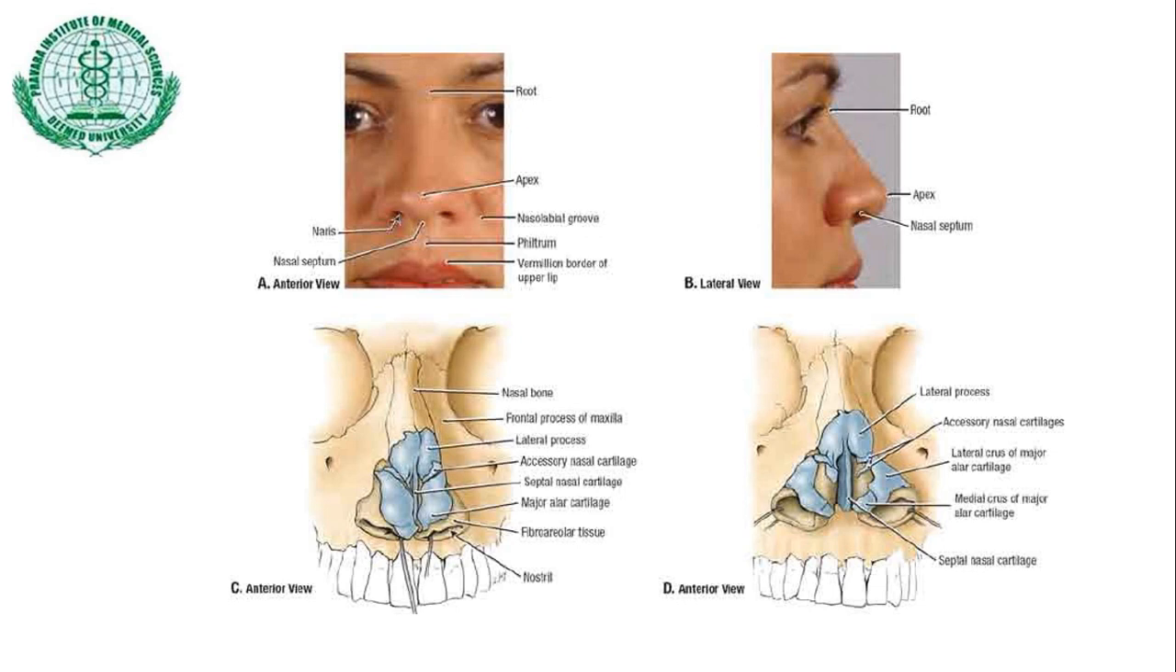And the angle between the medial and the lateral crura is variable. It is acute in high and narrow noses, while it is obtuse in case of the broad noses, and this fact is of great significance in the plastic surgery of the nose.